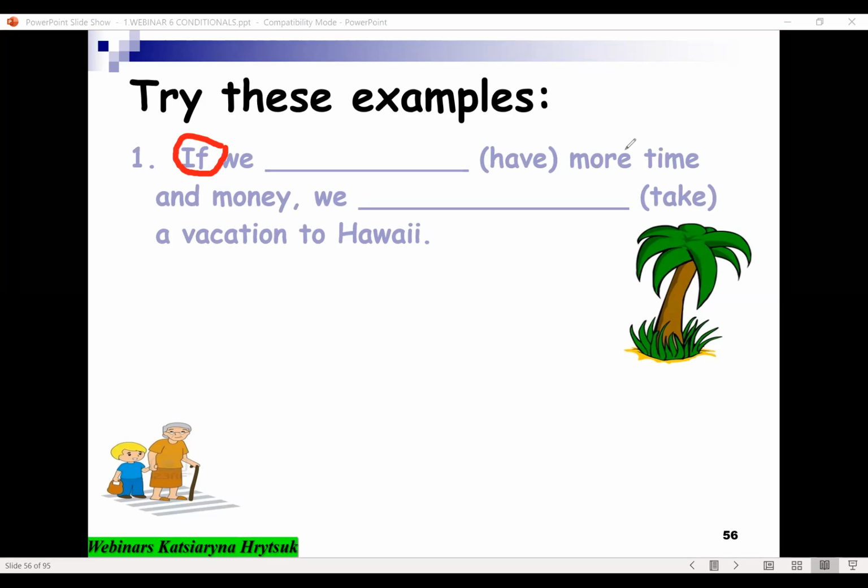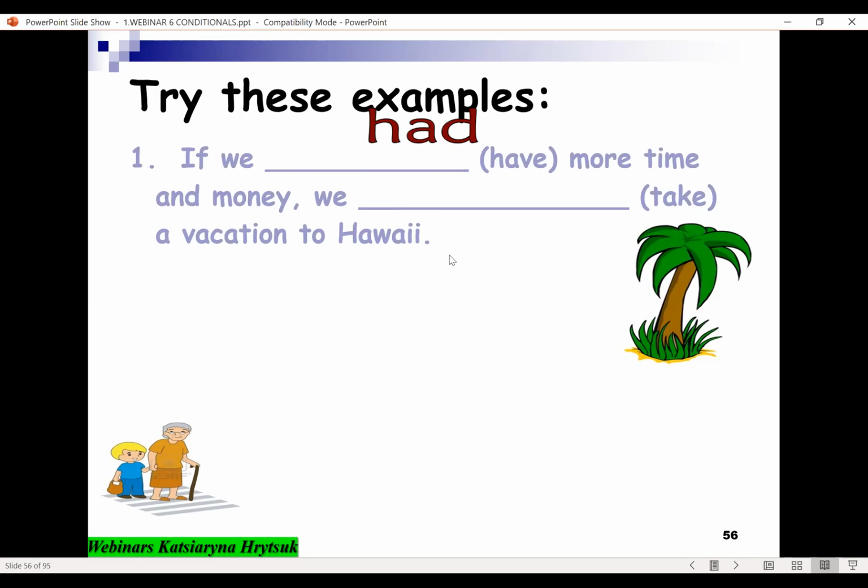If we... Past simple. If we had more time and money, we took a vacation to Hawaii. And the main clause is after, in the main clause. What do we use? Check your notes. Main clause. Future. Would. We would take a vacation to Hawaii.